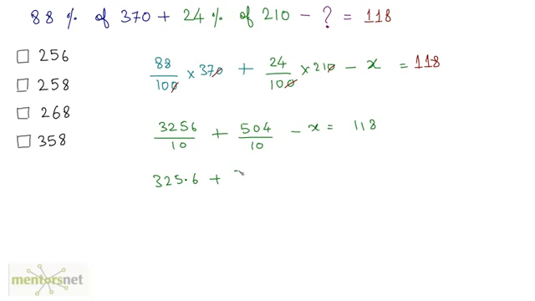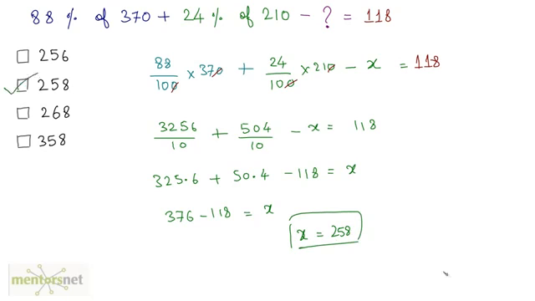So this is 325.6 plus 50.4 minus 118 is equals to x, moving the x to the right hand side. So 325.6 plus 50.4 is equal to 376 minus 118 is equals to x, and 376 minus 118 will give you 258. So the correct answer is option B.